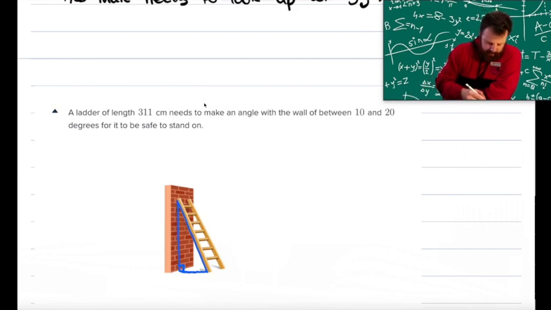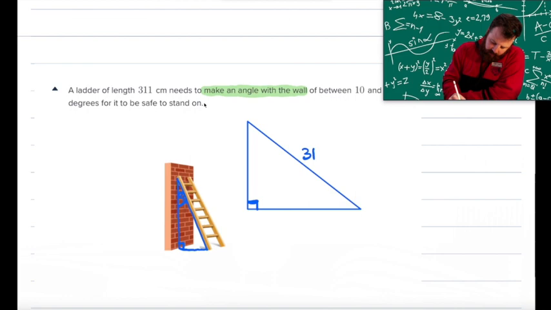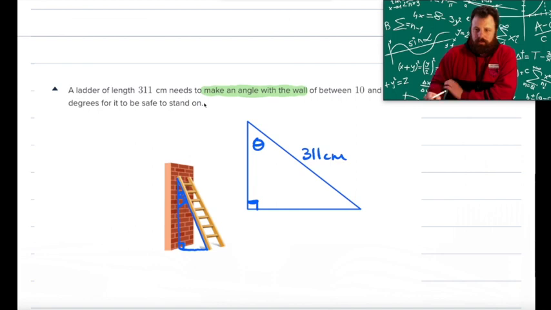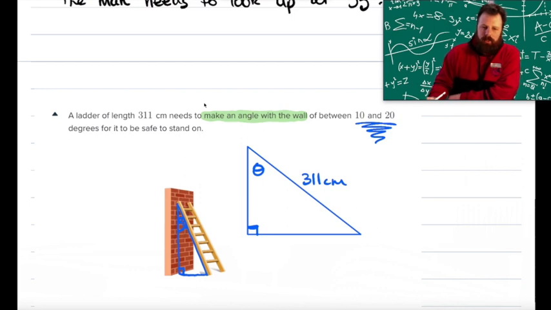And the important thing here that I think we need to read here, make an angle with the wall. Now the angle with the wall is this angle up here. Now that's a bit messy to look at, all squished in there. So let's draw that triangle out bigger. We have 311 centimeters there, and we have an angle there. And it's important to remember this 10 and 20 degrees. That angle needs to be between 10 and 20 for it to be safe to stand on. If it's anything different than that, it becomes unsafe.